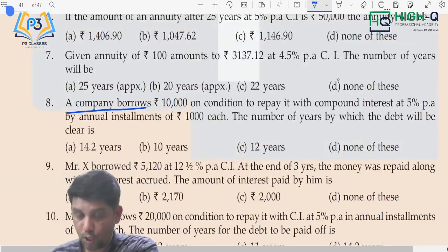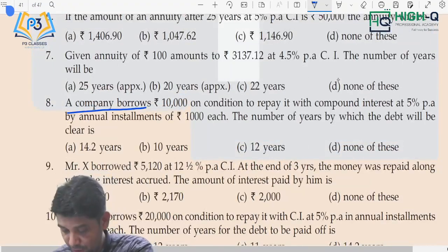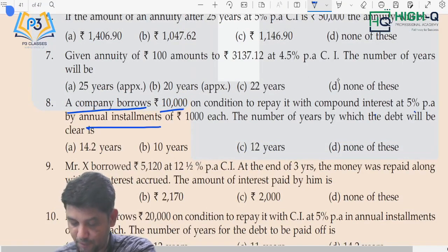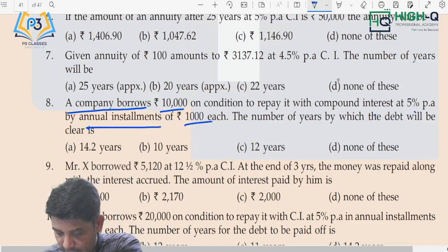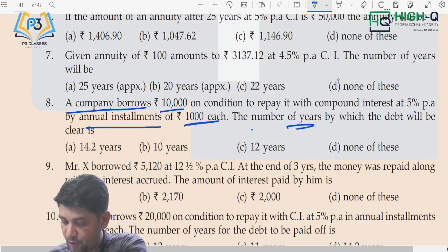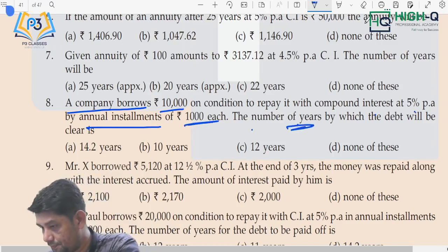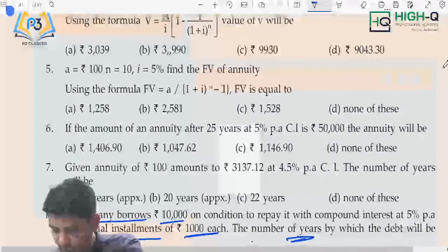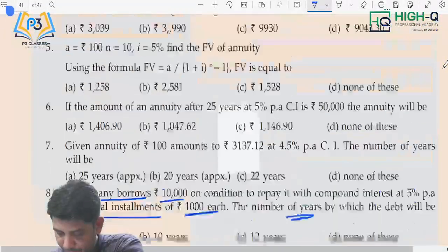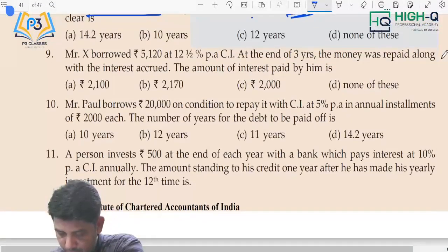A company borrows 10,000, the present value, on condition to repay with compound interest at 5% per annum, in annual installments. So it is on an annual basis, 1,000 each. The number of years, n, they ask you to find out. I equal to 0.04 you are trying to tell me. Okay, next.